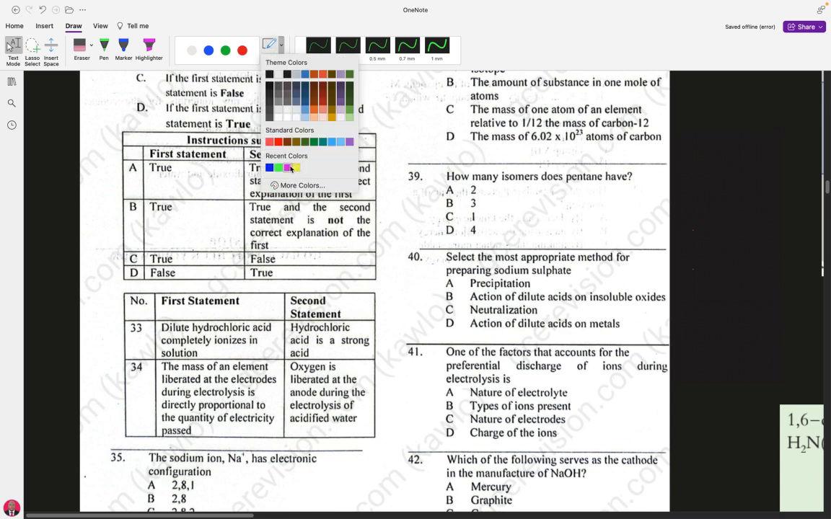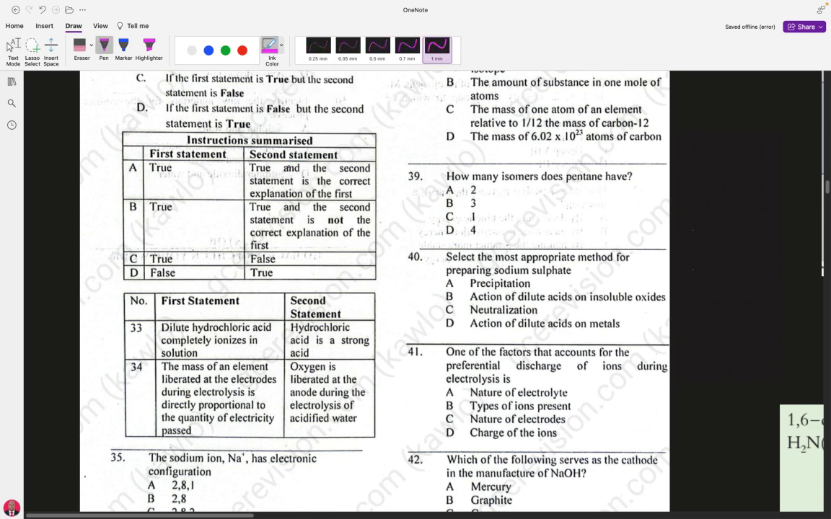Only strong acids will ionize completely. So hydrochloric acid is a strong acid because it ionizes completely. So the first statement is true, and the second statement is a correct explanation of the first. So I say A is right.